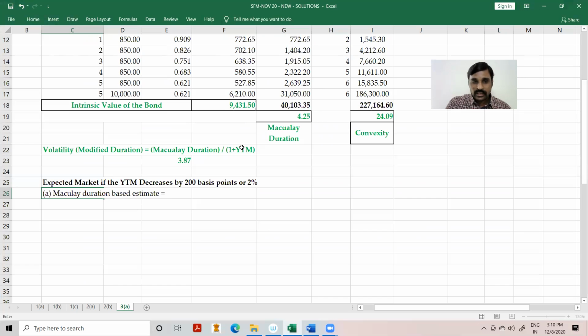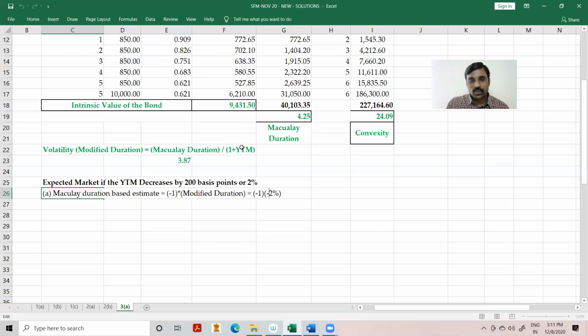That is nothing but minus 1 into this Macaulay duration, minus 1 into this modified duration. So that will be minus 1. Why minus 1? Inverse relationship. If the yield decreases, my price will increase. I have to take minus 2%. Yield is decreasing, so my market price behavior will be opposite. Price will increase. Therefore, minus 2 into what is this volatility?